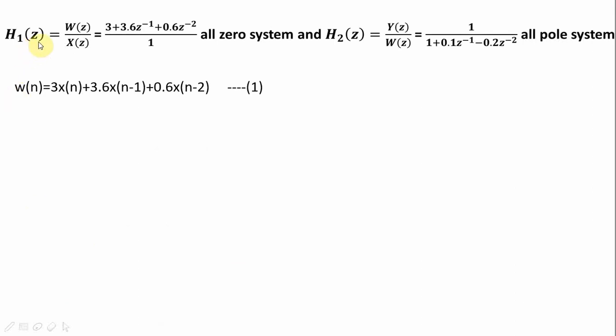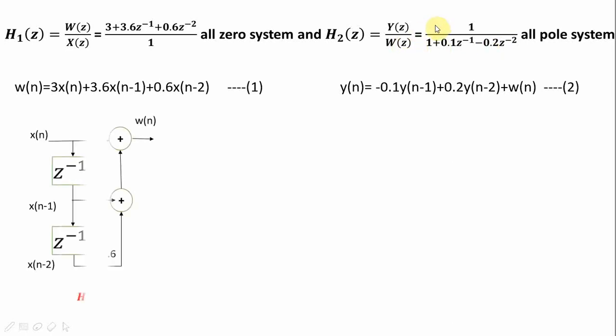From h1 of z, cross multiply and take the inverse z transform and solve for the output of the first system, that is w of n, which is equal to 3x of n plus 3.6 x of n minus 1 plus 0.6 x of n minus 2. And from the second h2 of z, which is all pole system, y of z by w of z, cross multiplying and taking inverse z transform and solving for y of n, we get minus 0.1 y of n minus 1 plus 0.2 y of n minus 2 plus w of n.